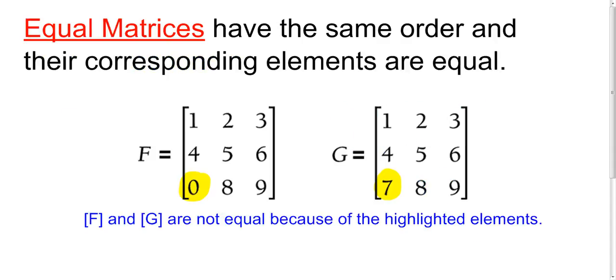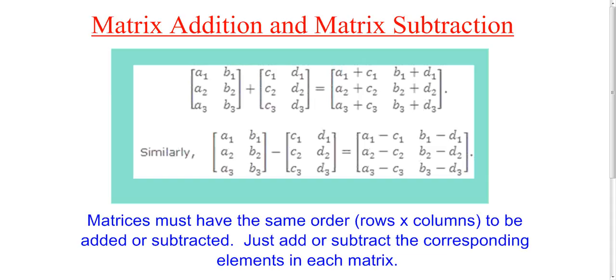Okay? Equal matrices have the exact same elements in them. So if you compare matrix F with matrix G in this particular example, it starts out good. It has a 1 and a 1, a 2 and a 2, the same exact numbers in the same exact positions. The problem is when we get here, looking at these ones that are highlighted, it does not have the same number in the same position, and so these two matrices are not equal.